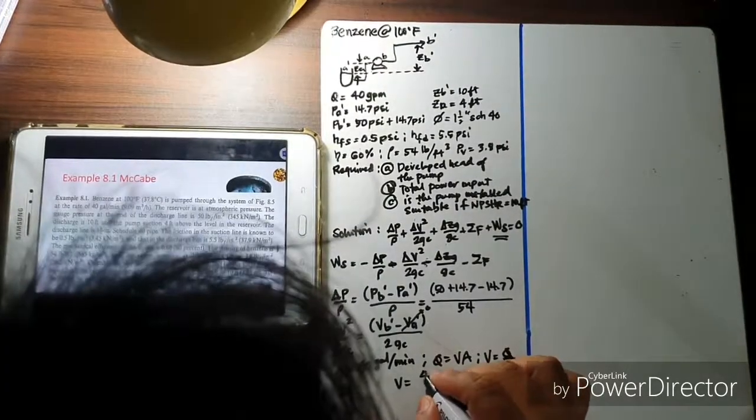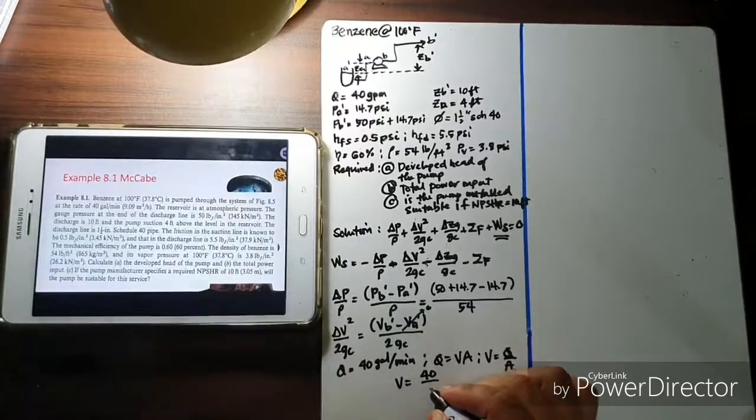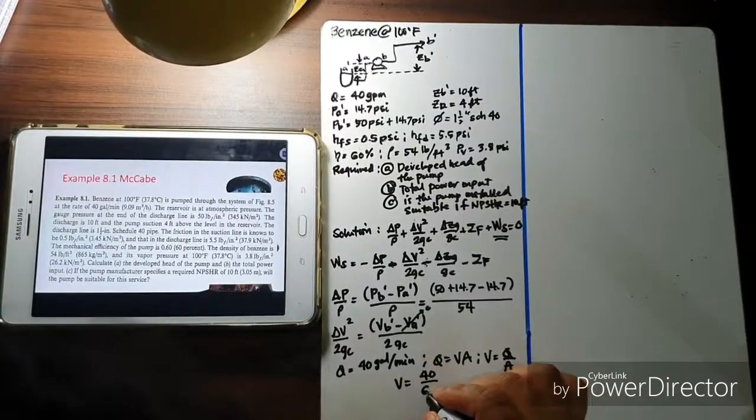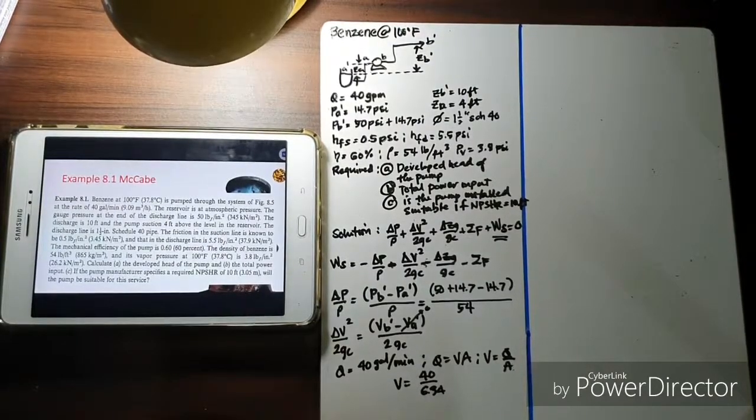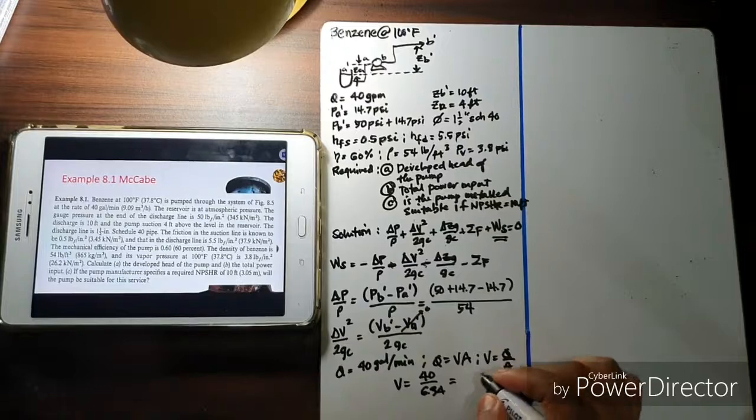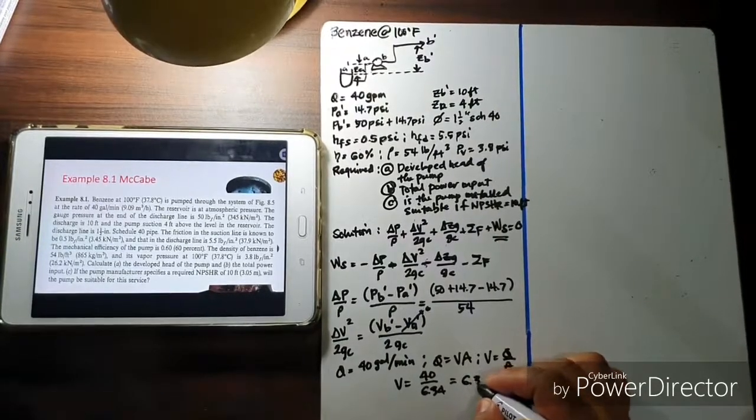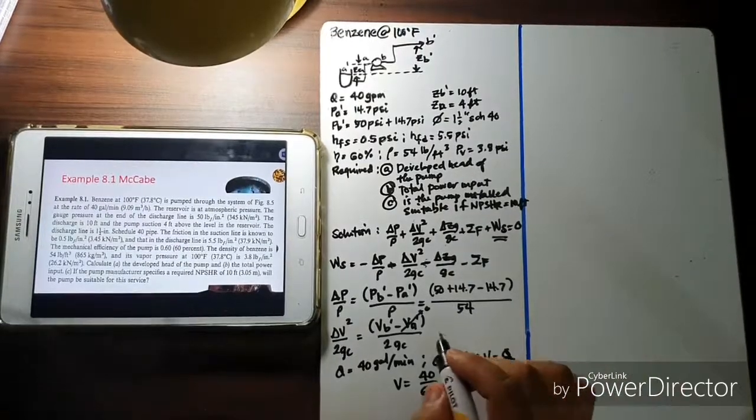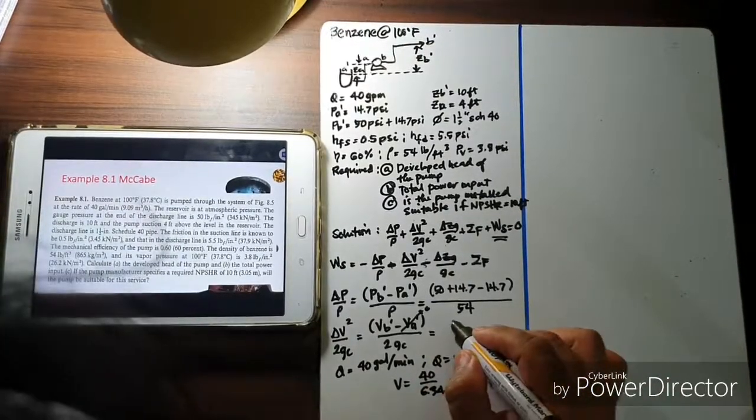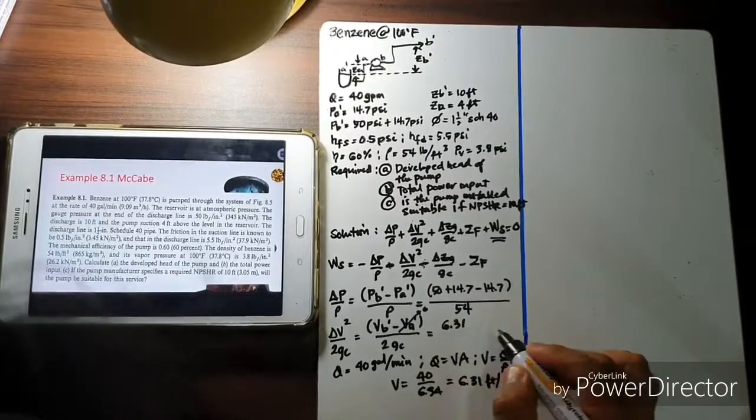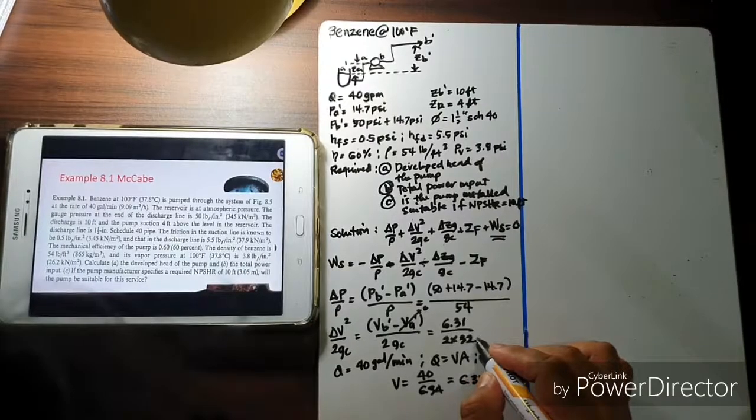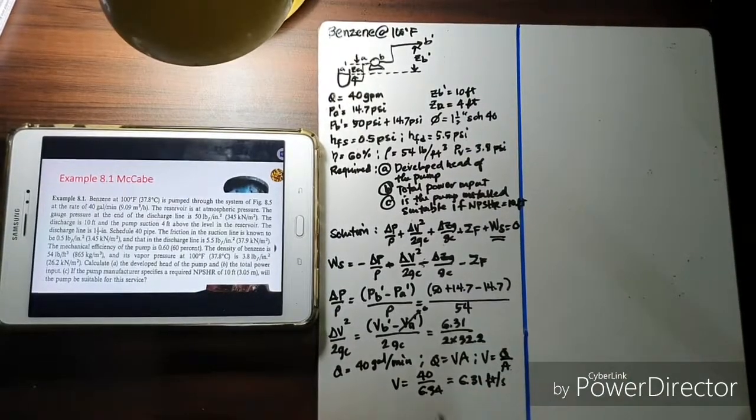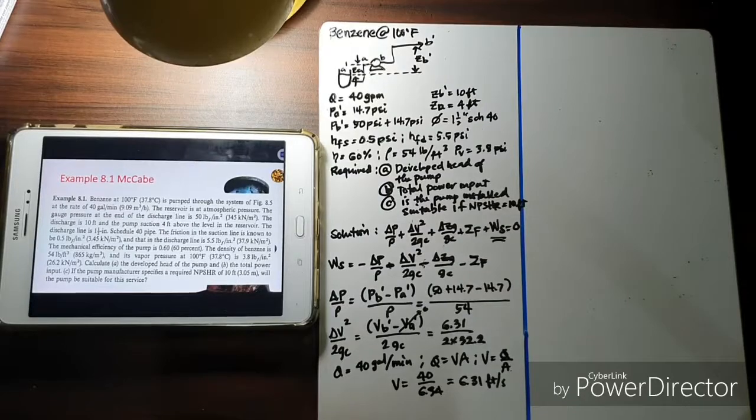Okay, this is then equivalent to v equals 40 divided by 6.34, with the conversion, of course. Okay, this is equivalent to 6.31 feet per second. So this will be 6.31 squared divided by 2 times 32.2. Okay, that is for delta v squared all over 2gc.